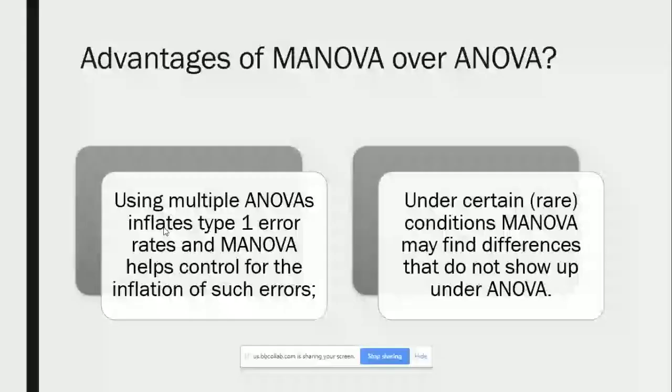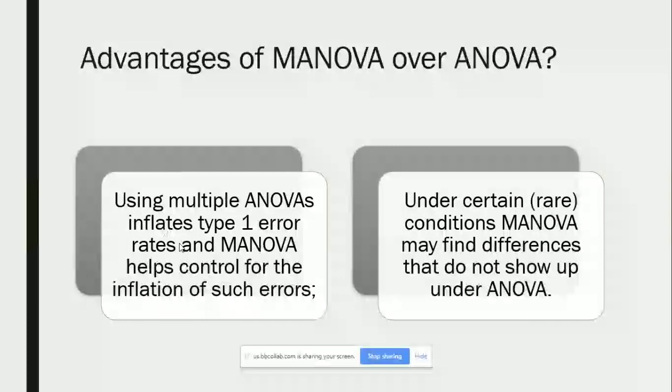So using multiple ANOVAs rather than just a single ANOVA, you're going to get a larger type 1 error. If you just use a MANOVA, you reduce that. Under some conditions, some people say MANOVA may show differences that may not show up under ANOVA. That's kind of rare, but something like that can occur.